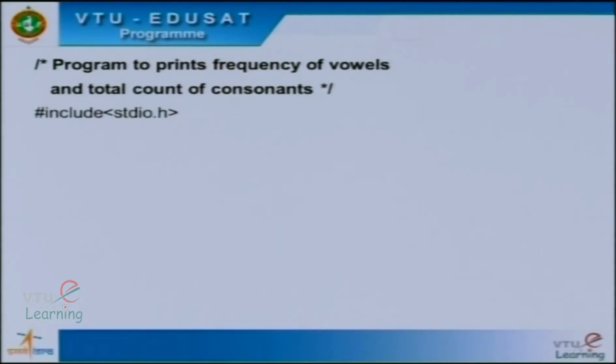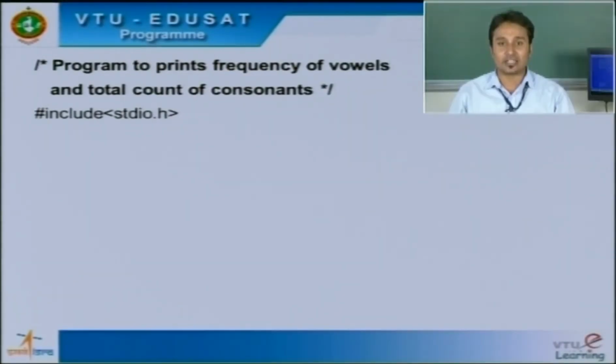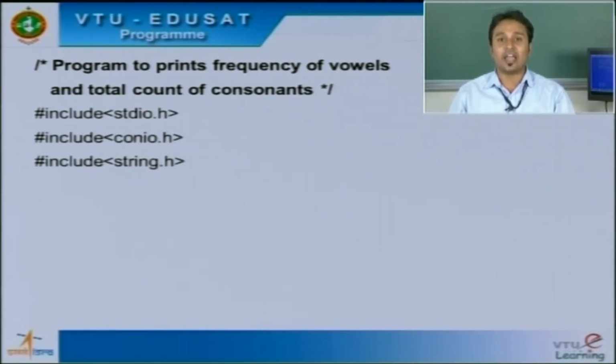Now let us look into the program which prints the frequency of vowels and total number of consonants. As we know, the very first line is the preprocessor directive along with the standard input output header file. We will use two more header files, the console input output header file and the string.h header file for all the string operations. Next we will start with the main function where the execution of the program begins.